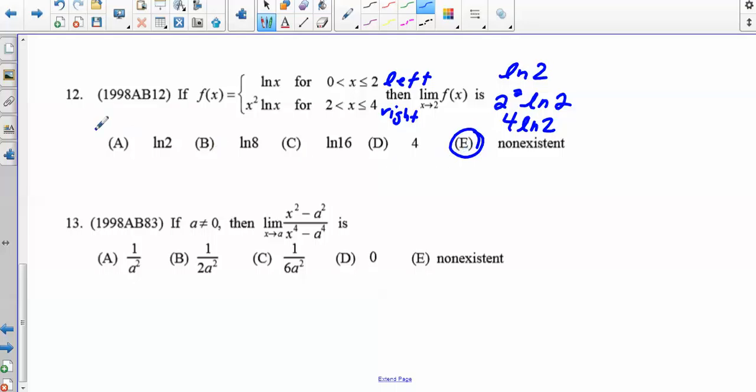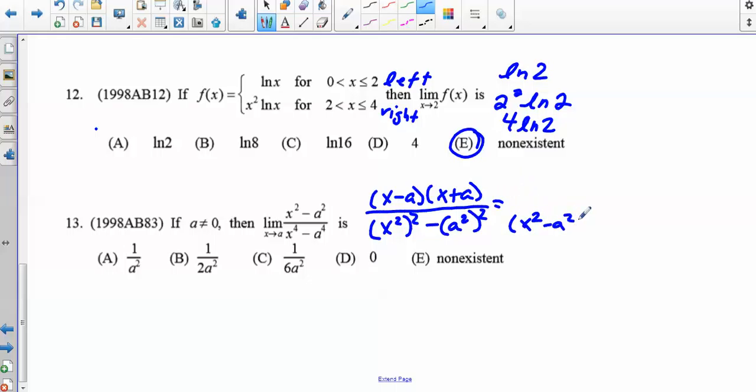And then problem 13 is a bit of a factoring question. You'll remember your difference of squares pattern: x squared minus a squared is x minus a times x plus a. In order to factor the denominator, you have to remember that x to the fourth is the same as x squared squared, and a to the fourth is a squared squared. So you can still use your difference of squares pattern. Your denominator is going to become x squared minus a squared times x squared plus a squared.